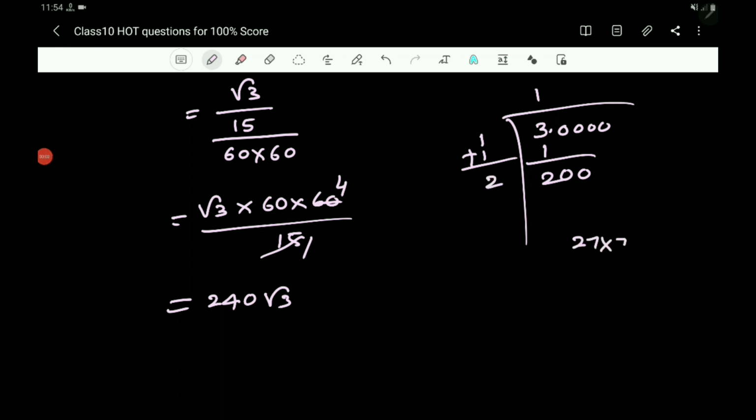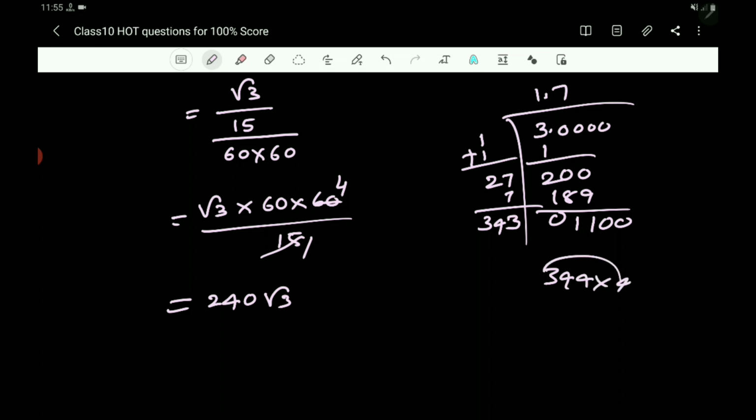7 sevens are 49, 7 twos are 14 plus 4, so that becomes 189. Then 200 minus 189 is 11. Here you add 7, that becomes 34. Again you take 0, 0. Then approximately you can have 3, because 344 into 4 becomes 3 4s are 12, that becomes more than 1200. So it is okay.